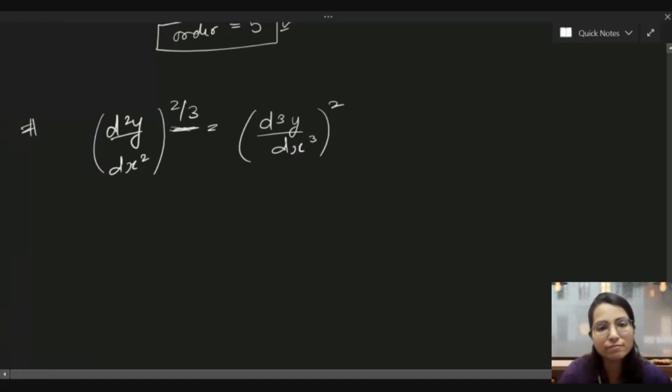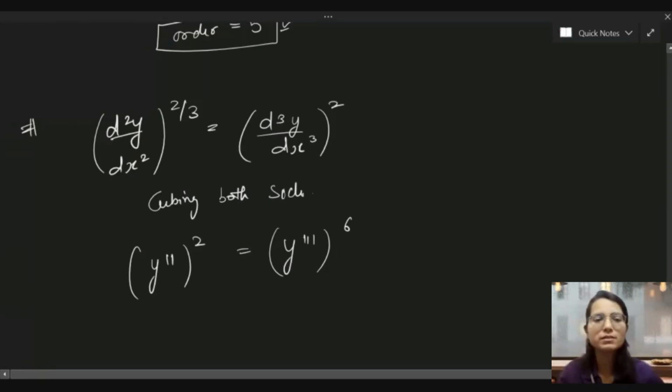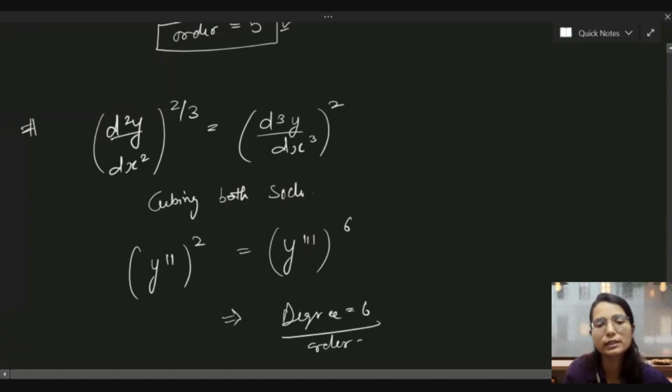So how will we free it from this fractional power? We will raise to the power 3 on both sides, so we'll do the cubing on both sides. When you cube both sides, you will get y double dash, I'm writing it in short, squared is equal to y triple dash raised to power 6. Now you can find the degree because this differential equation is free from the fraction. Now, what will be the degree? The degree will be equal to 6, and you know the order is 3 in this case.